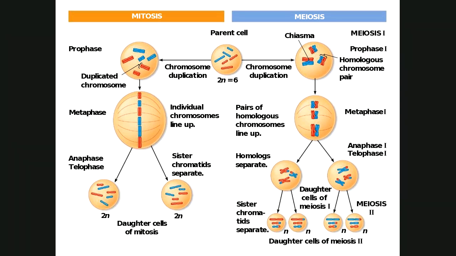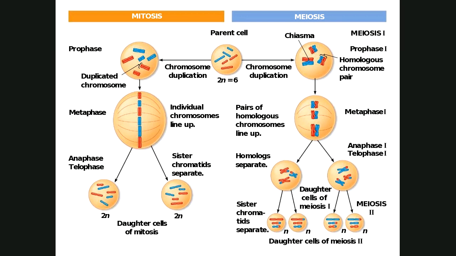So the parent cell has 6 chromosomes. During mitosis, chromosomes duplicate. That's it. They don't engage in synapsis. They don't make a tetrad. They don't cross over. They then line up on the metaphase plate, and they split. Boom, end of story. We're done. Daughter cells through mitosis have the same number of chromosomes. You had 6 chromosomes. You duplicated to 12 chromatids. You then divided those chromatids and gave each cell 6 chromosomes.